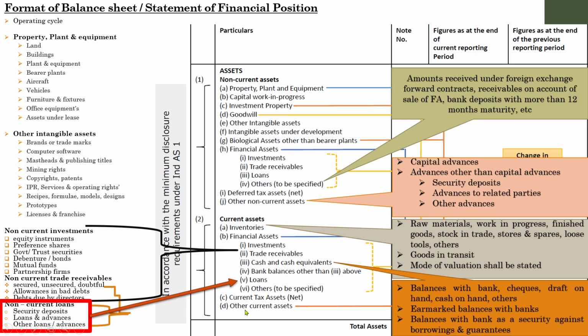And finally, current tax asset. Current tax asset means companies pay advance tax every year on the basis of the estimated income for the year. When the tax paid for the current year exceeds the amount of tax due for the year, the excess tax is considered as an asset shown under the head current tax asset.